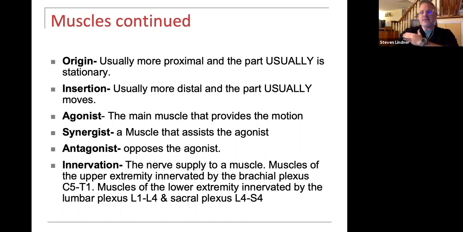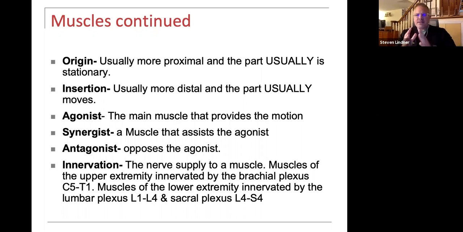So if I were to give you a muscle like the biceps brachii, well, bicep means two. The short head originates here on the coracoid process. The long head goes through the bicipital groove and originates on the supraglenoid tubercle. And then the insertion is down here, just distal to the head of the radius on the radial tuberosity, a small little bump right there. Origin stays still. The insertion moves. You get elbow flexion.